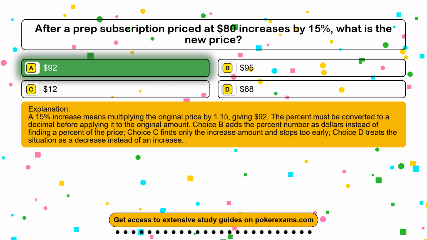The percent must be converted to a decimal before applying it to the original amount. Choice B adds the percent number as dollars instead of finding a percent of the price, Choice C finds only the increase amount and stops too early, Choice D treats the situation as a decrease instead of an increase.